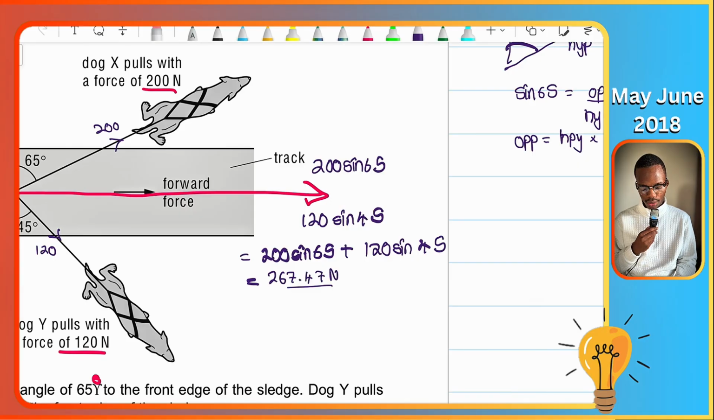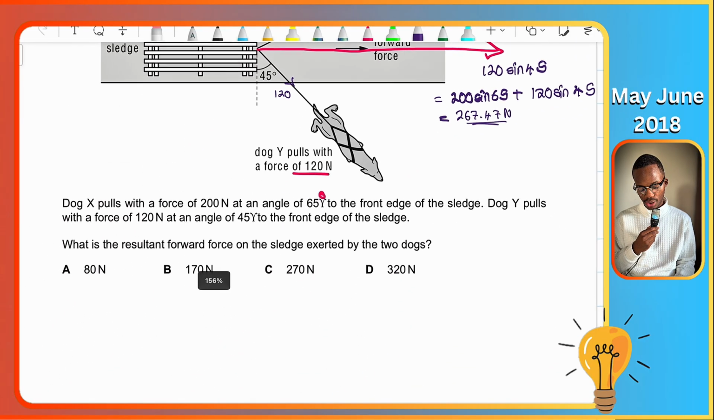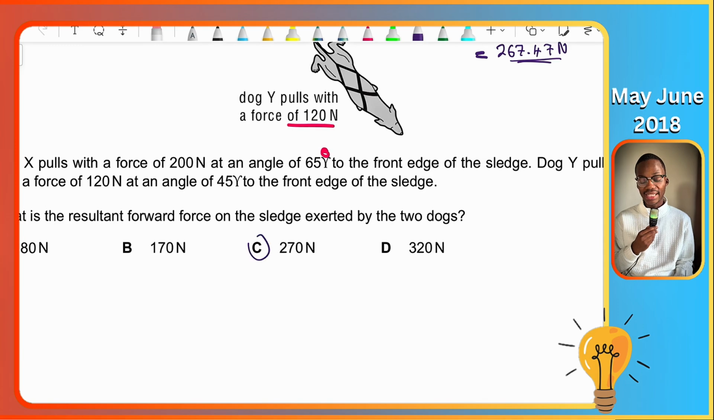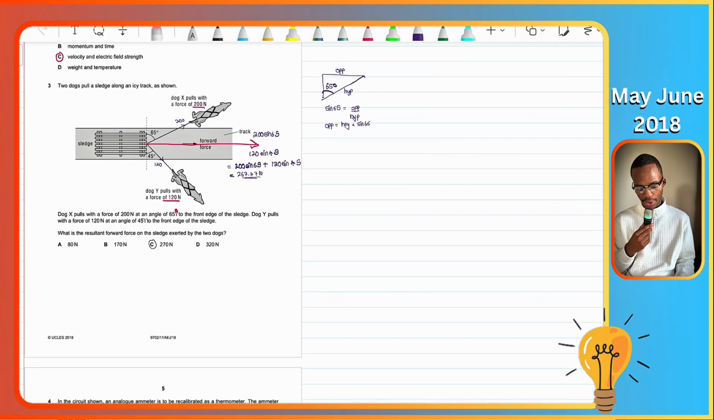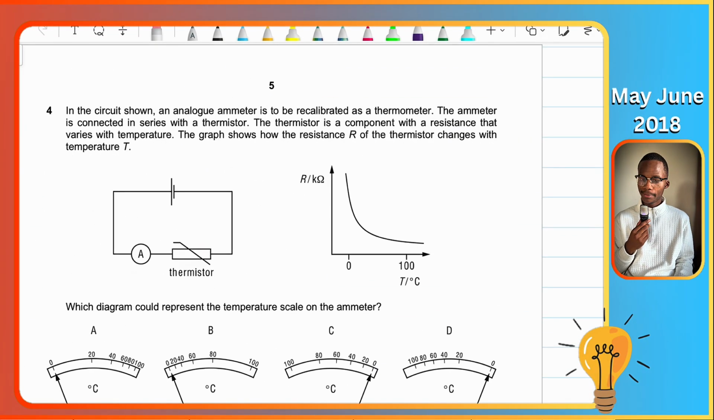267.47 newtons. So that's the answer that you're going to end up with. And if you look at your answer, that's roughly 270 newtons. So you need to know how you resolve effectively. Look at the opposite. Is it the adjacent? Is it the opposite? And how do you handle such a scenario? Move on to question number 4.